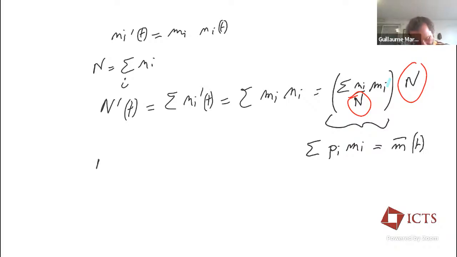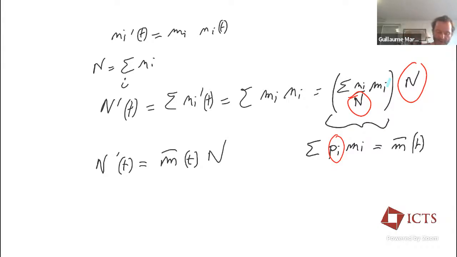So if you have several types growing density independently, the total size grows as the mean Malthusian fitness, which depends on time because the frequencies are changing with time, even if the fitnesses are intrinsic properties of the genotypes, times big N. So now you have a population whose growth rate in log scale is given by the mean Malthusian fitness.